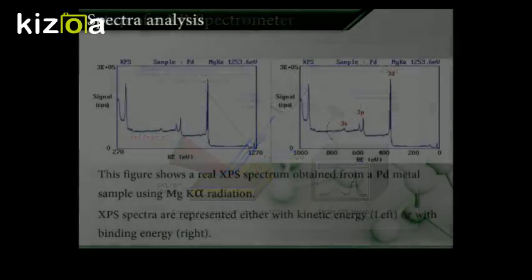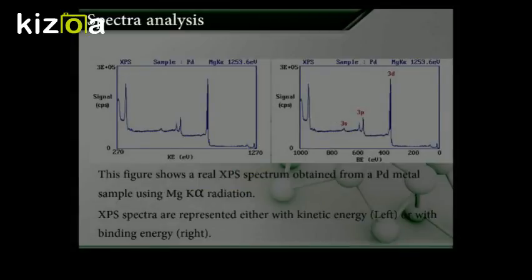This figure shows the XPS spectrum of a palladium probe. On the left side, the intensity is represented with respect to the kinetic energy, and on the right side with respect to the binding energy. A photoelectron spectrum is recorded by counting ejected electrons over a range of electron kinetic energies. Peaks appear in the spectrum from atoms emitting electrons of a particular characteristic energy. The energies and intensities of the photoelectron peaks enable identification and quantification of all surface elements.